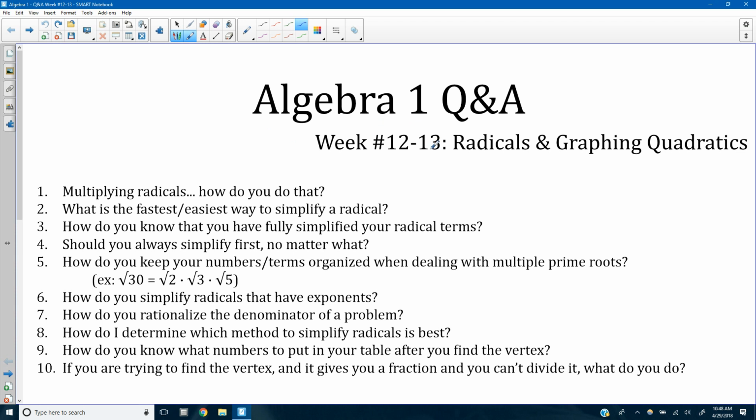Week numbers 12 and 13 focused on radicals and graphing quadratics. Here are the 10 questions that are asked and are going to be answered. They're a little uneven this time, and by that I mean that there are only 2 questions focused on graphing, and both of them have to do with the vertex. Not too many questions asked for me here.